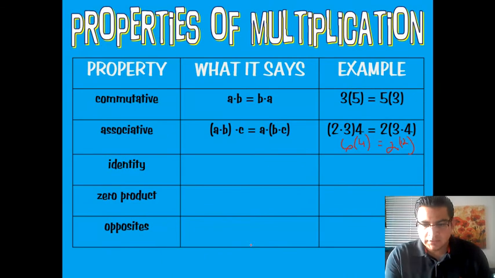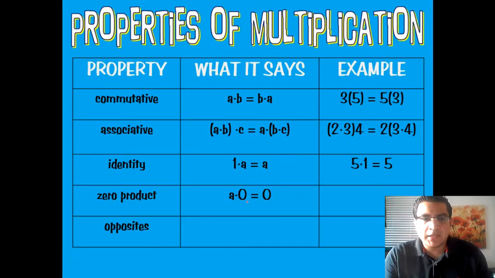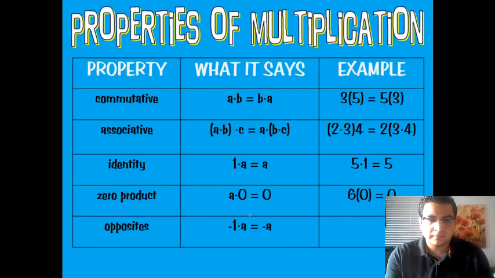All right, let's go to the next slide. So here we have 1 times a is a. That's the identity. Any number times 1 is itself. So this is 1 here. 5 times 1 is 5. The zero product property: any number times 0 is 0. Like 6 times 0 is 0.